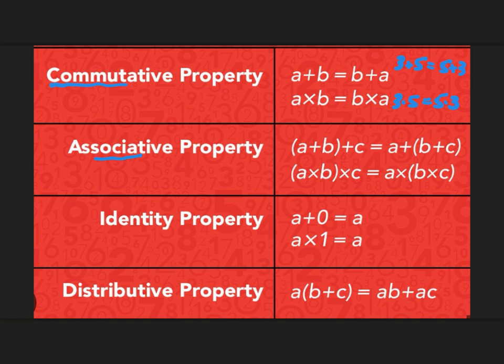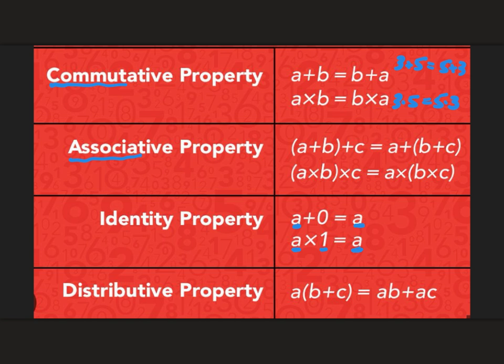Associate. Who do you associate or group with? You can group numbers when adding and multiplying them in different orders, and you don't change the value of what's being done. The identity property. If you add 0 to a number, you get the same number. If you multiply 1 to a number, you get the same number. So there's an additive identity property and there's a multiplicative identity property.